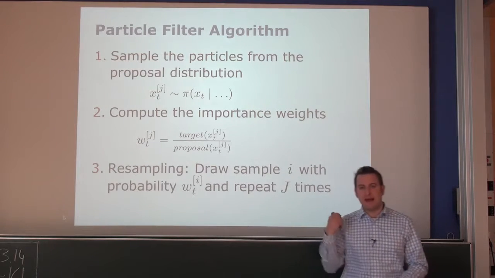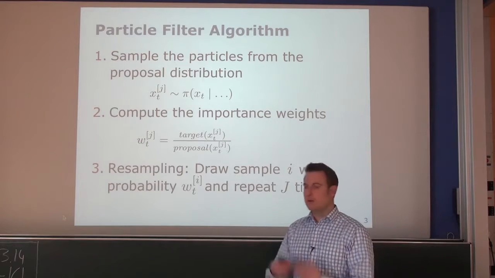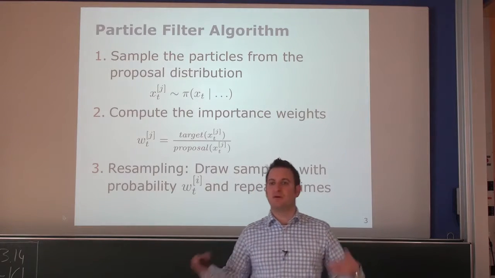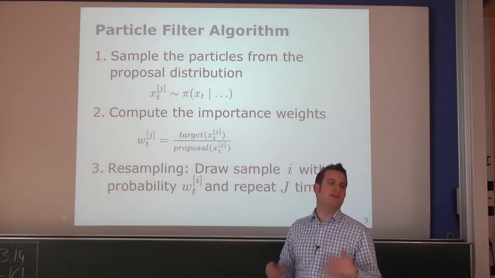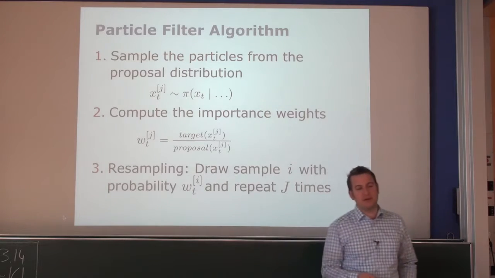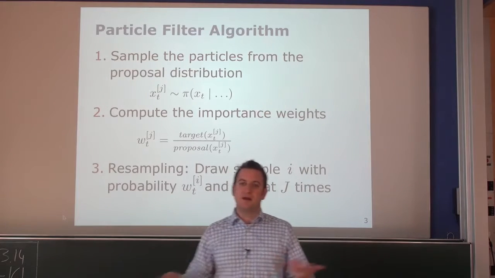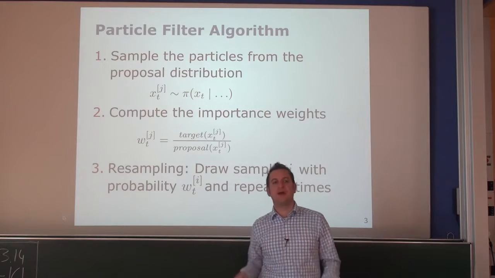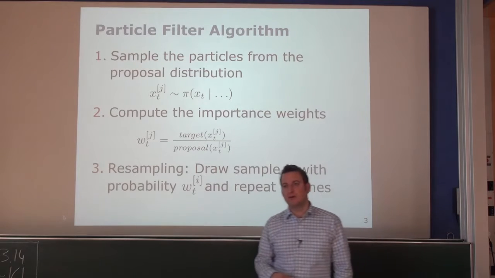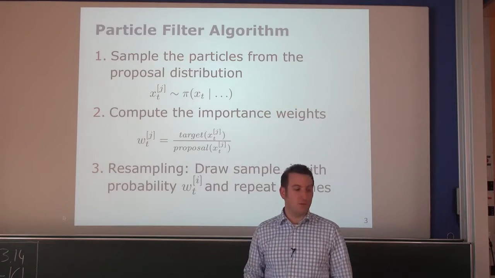So I draw sample i proportional to its likelihood. I do that with replacement. I simply draw J samples. And that's the resampling process. And after resampling, all the weights are set to 1 divided by n, because then the locations of the samples are distributed according to the target in the end. That's what I wanted to have.